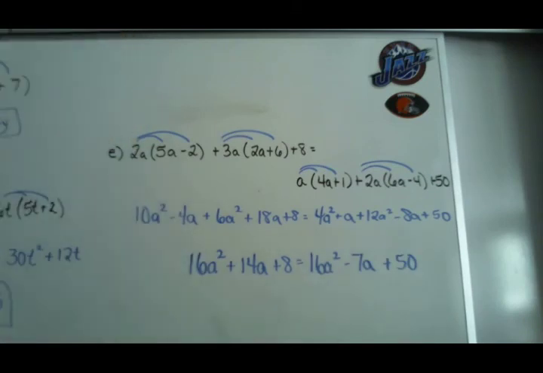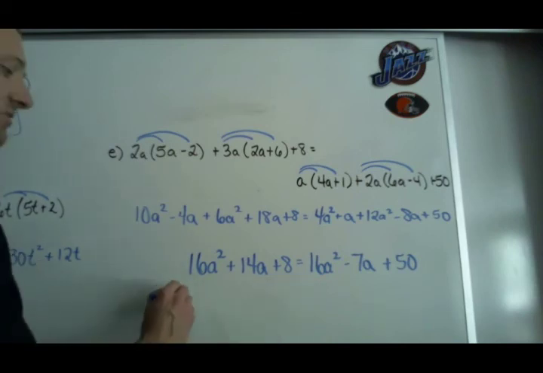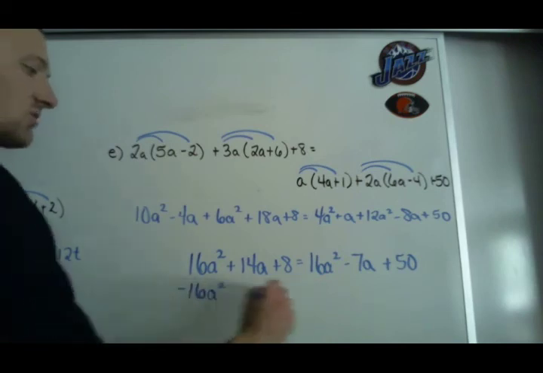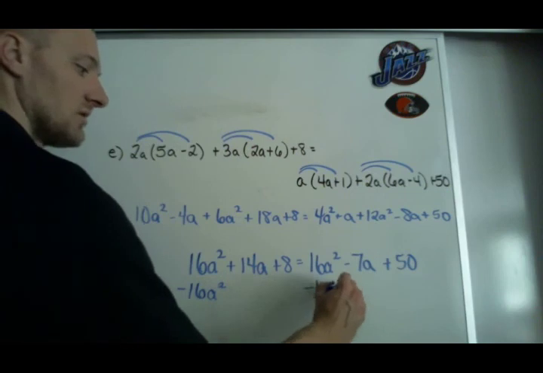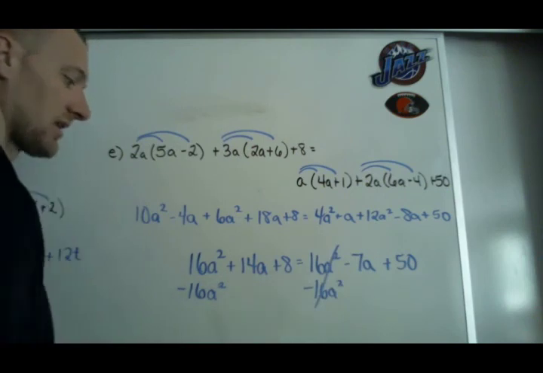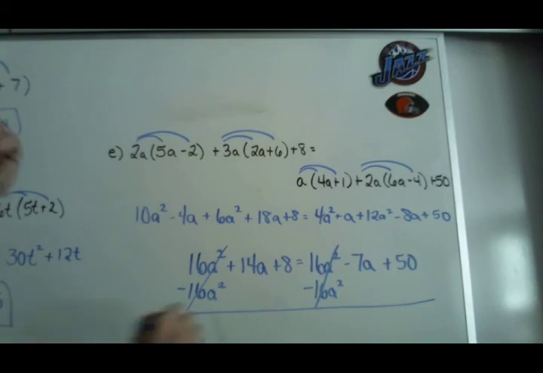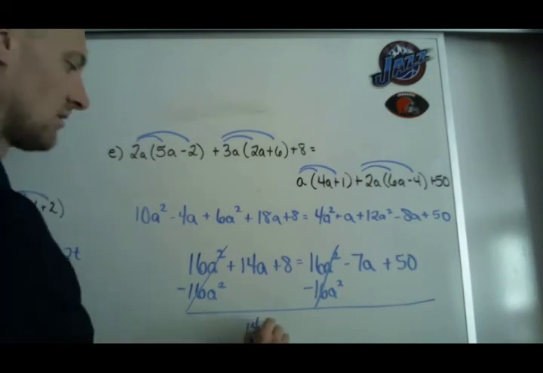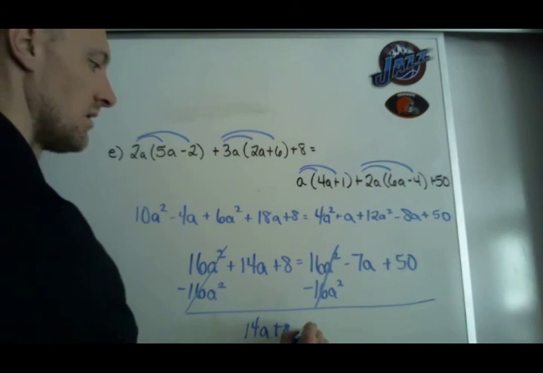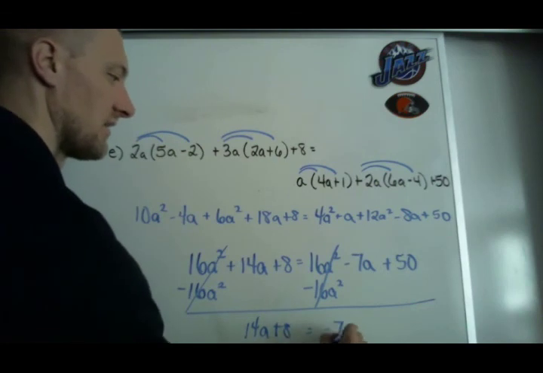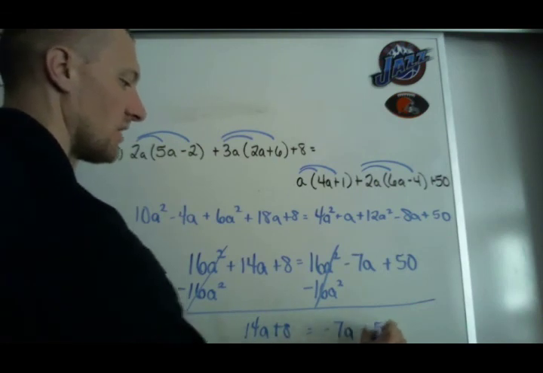And from here it turns into solving equations. Okay, so I want to work to get those a's on one side. So I'm going to move all my a squareds on this side. So I'm going to subtract 16a squared from both sides. And what ends up happening is those cancel out. But also, those cancel out. So my a squareds are now gone. Okay, so I'm left with a 14a plus 8. And on this side, a negative 7a plus 50.